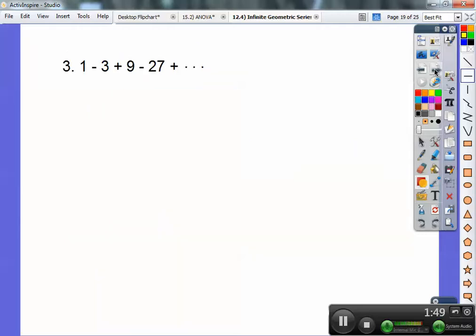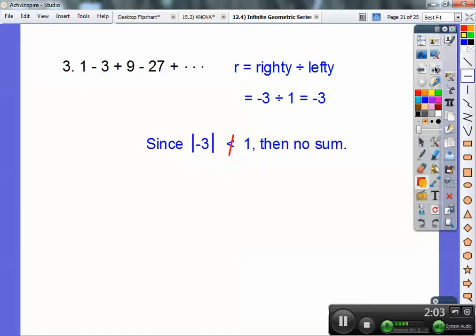Okay, let's try one more. 1 minus 3 plus 9 minus 27, dot, dot, dot. So r is righty divided by lefty, and I like picking the smallest numbers. So righty divided by lefty is -3. And since the absolute value of r is not less than 1, this series doesn't have a sum.